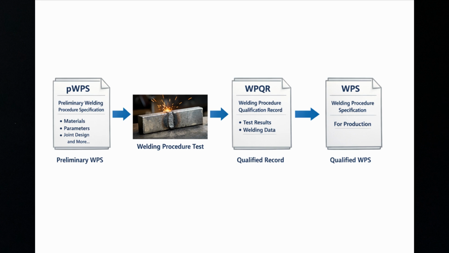If everything passes, the WPQR is signed by the examiner or examining body and becomes the evidence that qualifies your welding procedure. From the WPQR, you then produce a qualified WPS, your welding procedure specification, which is the document your welders use in production. The WPS is derived from the WPQR and must stay within the qualified ranges.